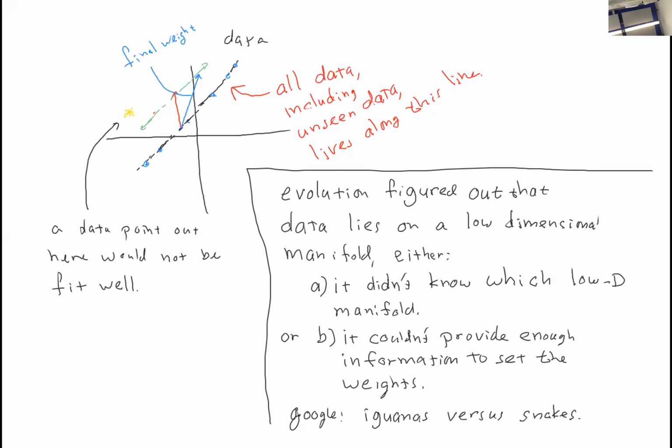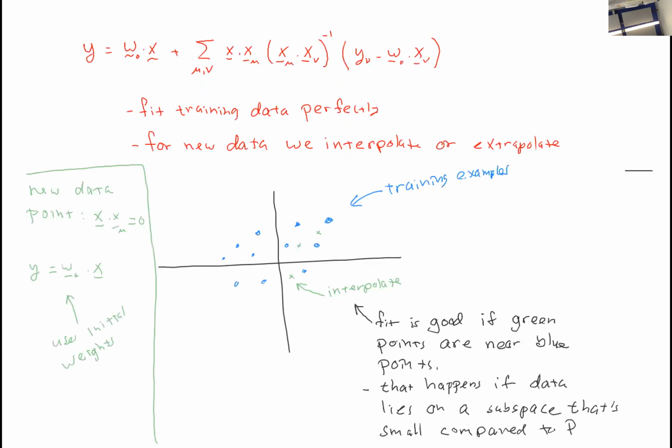So that's a bit of a mystery, but the main take-home message is really, and we're going to see this in other examples, this one, right? If the data lies in a subspace that is small compared to the number of training points, over-parameterization doesn't hurt. Okay, if the data doesn't lie in a small subspace, over-parameterization really hurts.